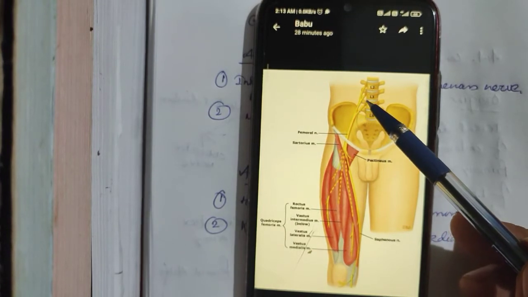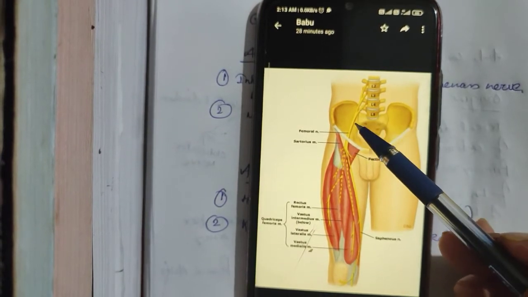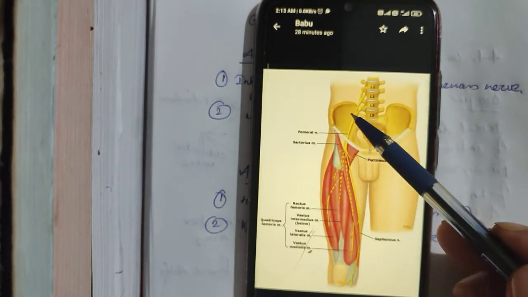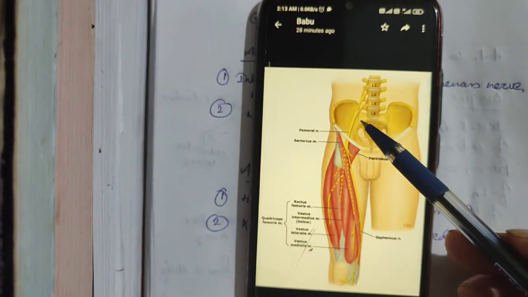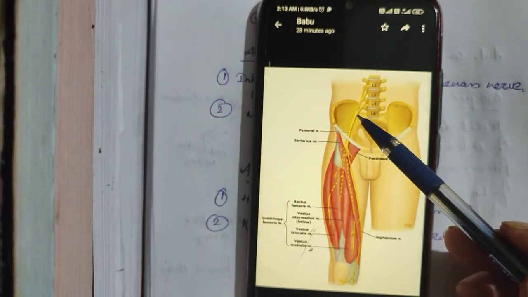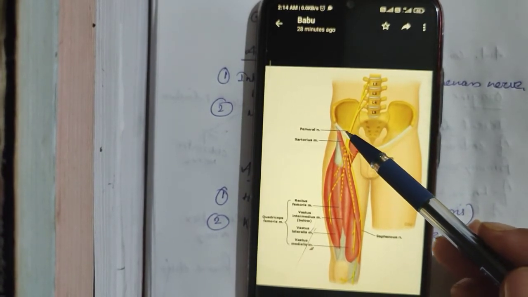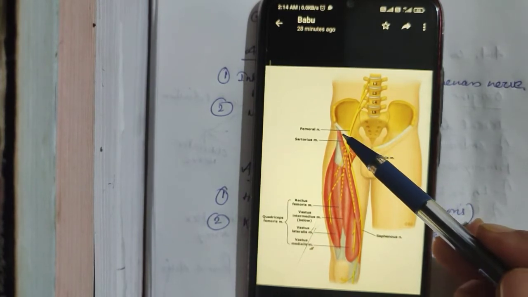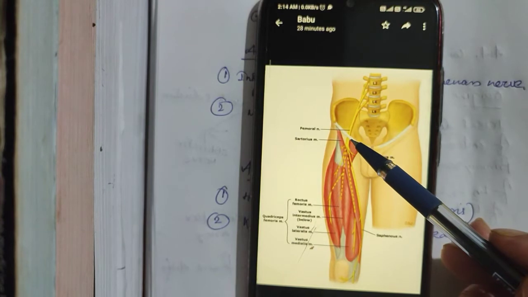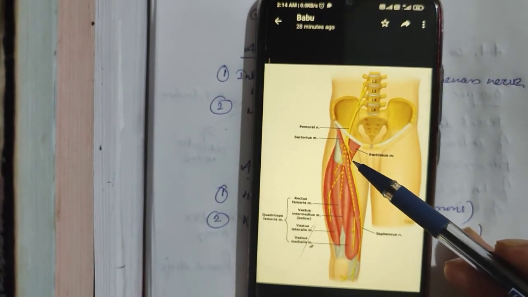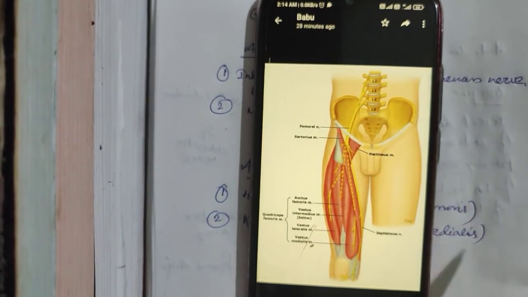After originating from the lumbar plexus, it runs downwards like this way. Here the gluteus maximus muscle is situated, and the femoral nerve moves downward. Here this is the inguinal ligament. It lies behind the inguinal ligament, and 2 centimeter below the inguinal ligament it gives 2 divisions, one anterior division and another posterior division.